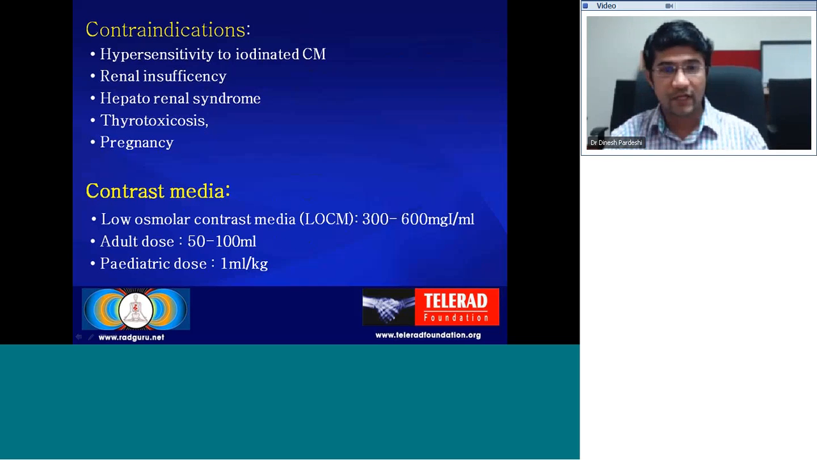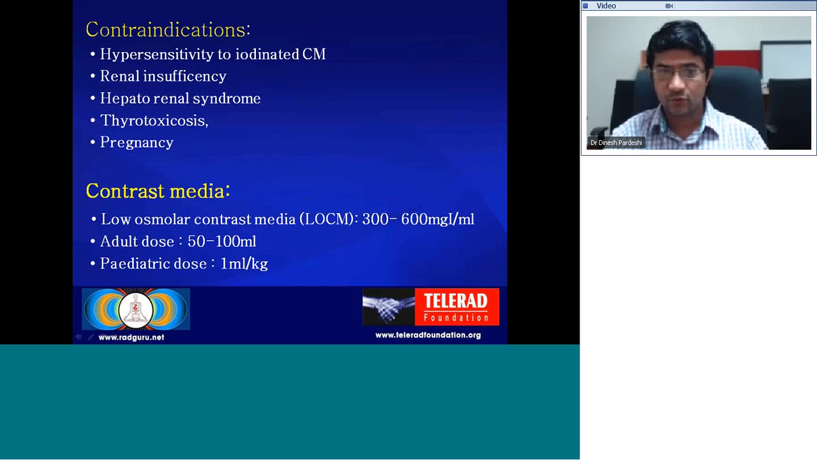For example, in a patient with renal insufficiency, where the serum creatinine is say 1.5 or 2, or borderline, safer contrast media are available. Non-iodinated contrast media, for example Visipaque, need to be used. In patients with thyrotoxicosis or cardiac diseases, premedication or extra drugs, like life-saving drugs, need to be kept, and in a hospital setup, oxygenation and all those facilities should be available. The contrast media normally used are low osmolar contrast media with 300 to 600 milligram iodine concentration per ml.